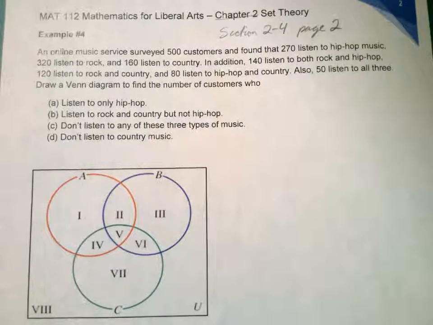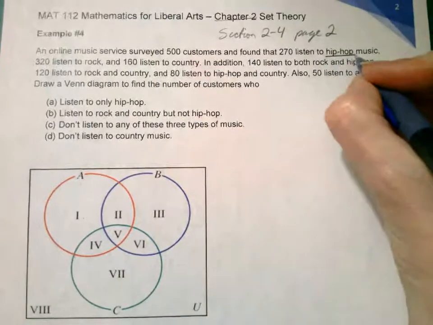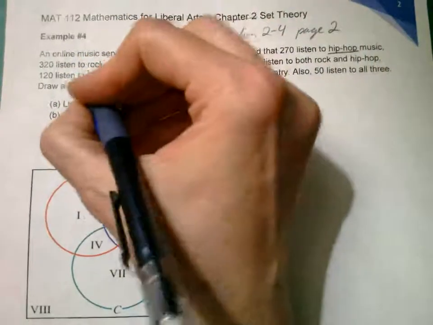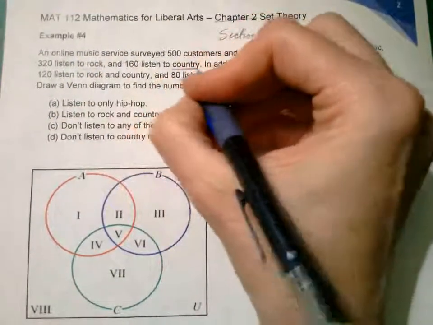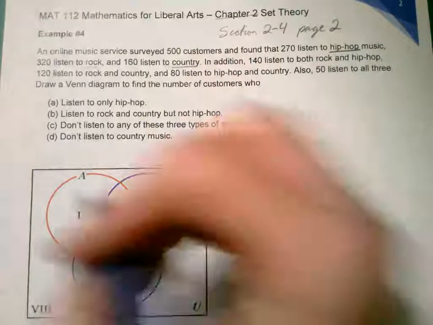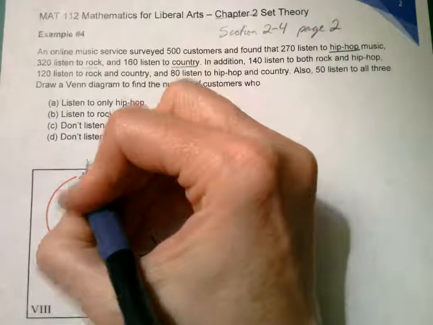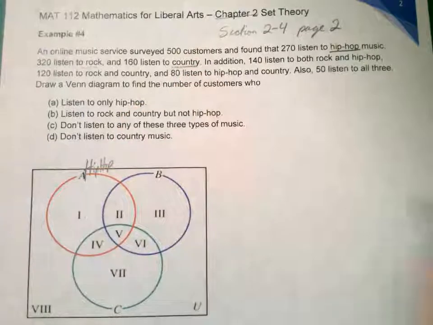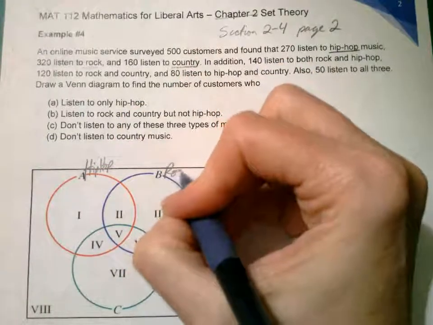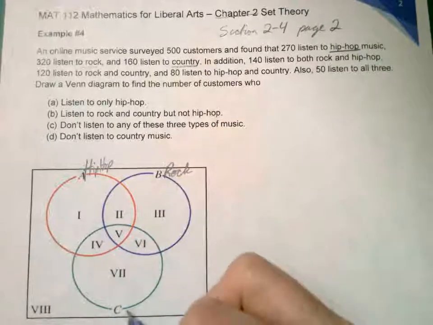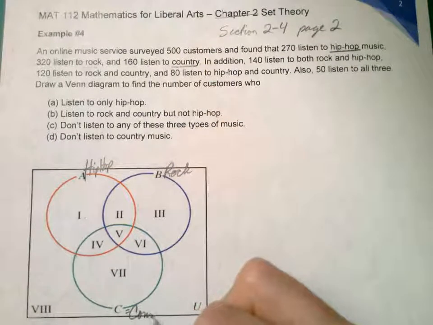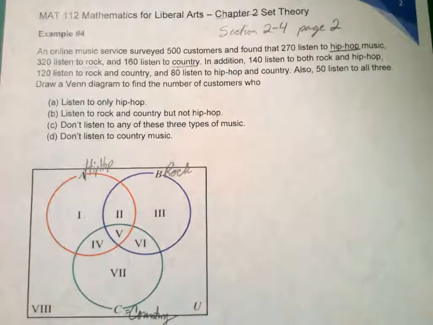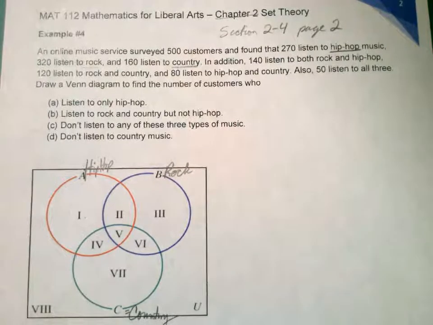An online music service surveyed 500 customers and found that 250 listened to hip hop music, so many listened to rock, and so many listened to country. I'm going to make my A hip hop, my B rock, and my C country for music. All right.